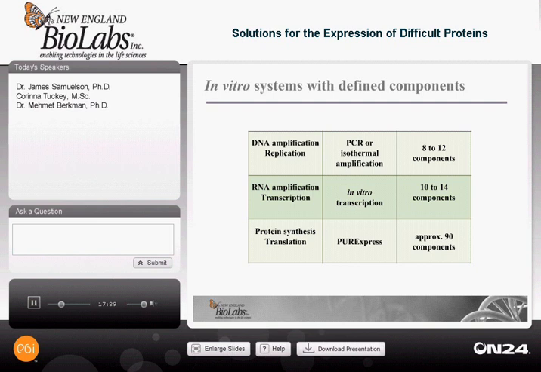Traditional in vitro protein synthesis is done from cell extracts. But New England Biolabs now offers the PURExpress system, which is a reconstituted in vitro transcription and translation system from E. coli. And this system is more defined and controllable for protein translation.